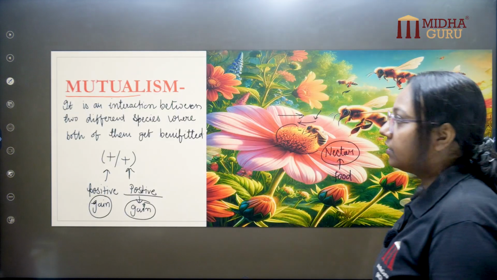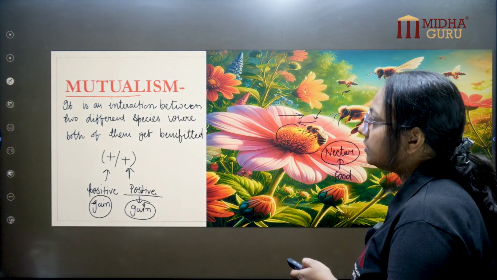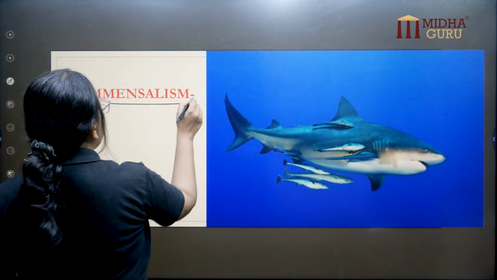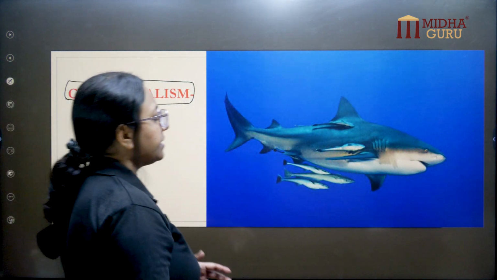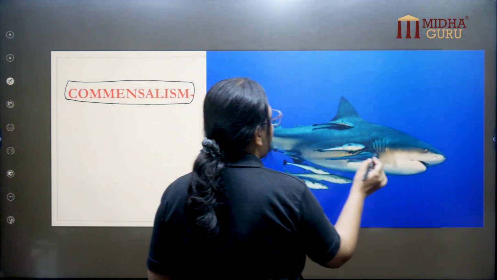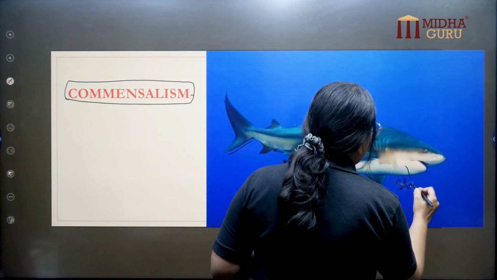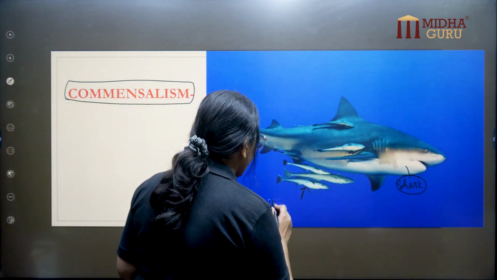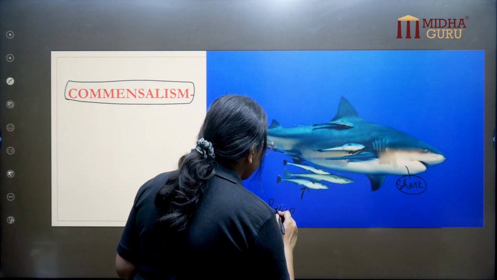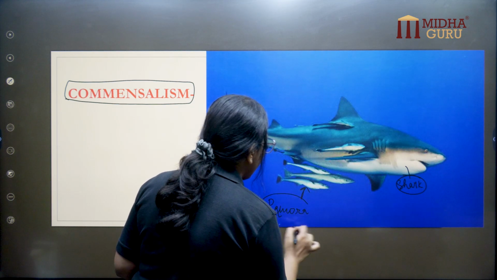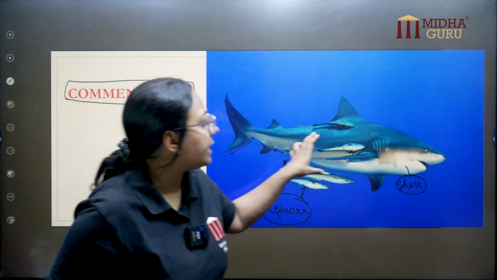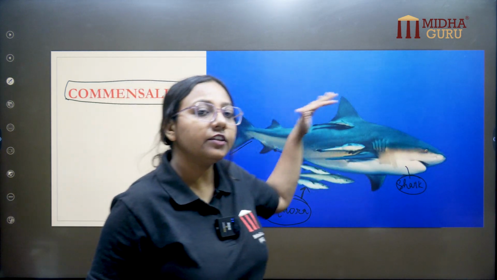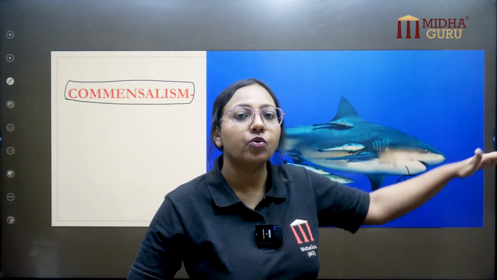Let's come to the next one. The next one is commensalism. Let's first see the example. This is a shark. These are the smaller fish, we call them remora. Remora fish. What are they doing? They are taking help from the shark for swimming. The shark is swimming and they are just staying on its body and going along.